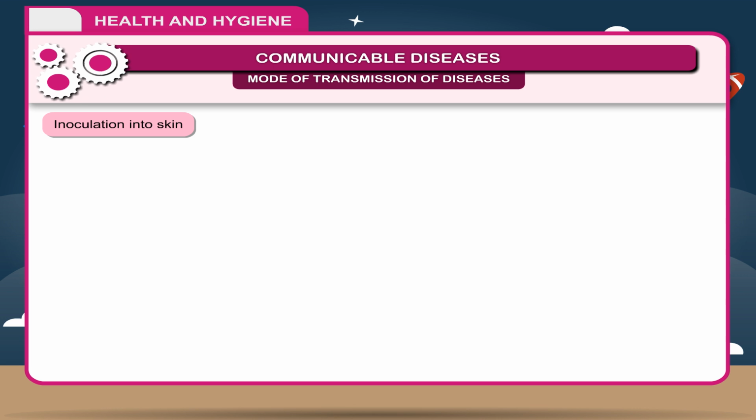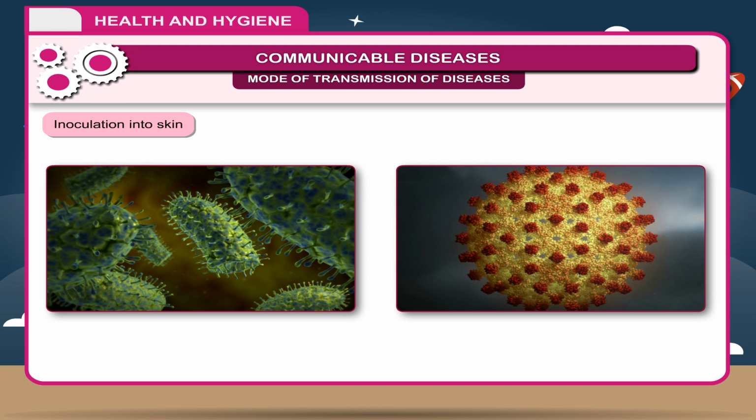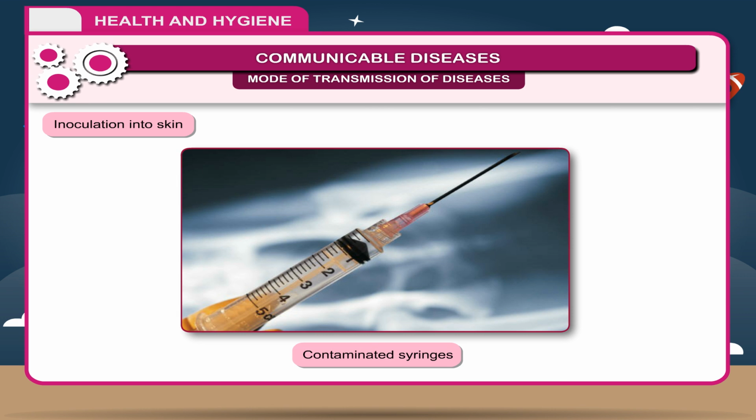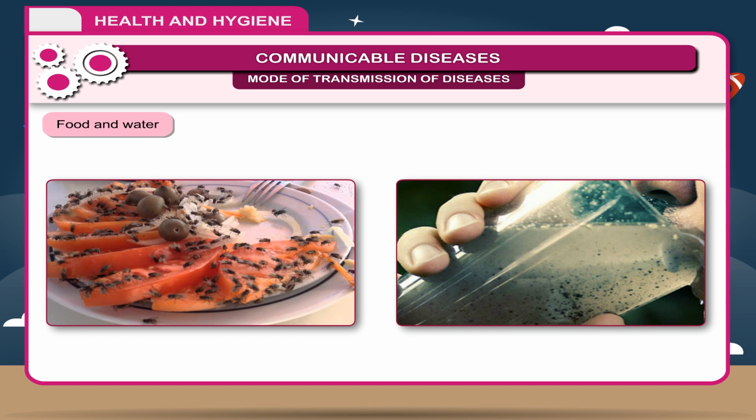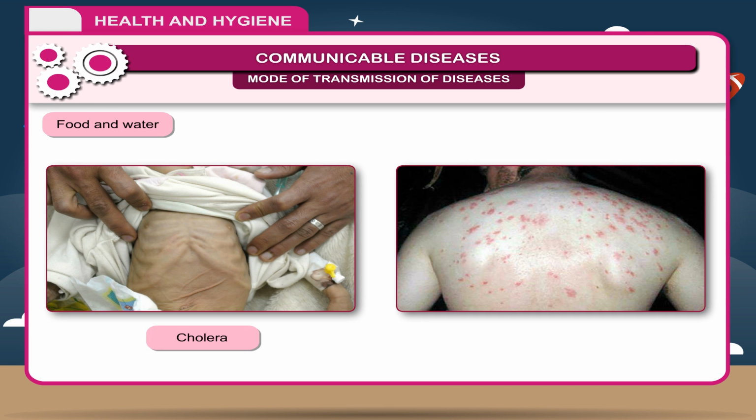Inoculation into skin. Many microorganisms may be inoculated directly into the skin, such as the rabies virus by the bite of a dog, hepatitis B virus through contaminated syringes, etc. Food and water are other important agencies in the spread of diseases. Many pathogens spread through contaminated food and water. The pathogens of cholera and typhoid spread through food and water contaminated with the excreta of infected people.